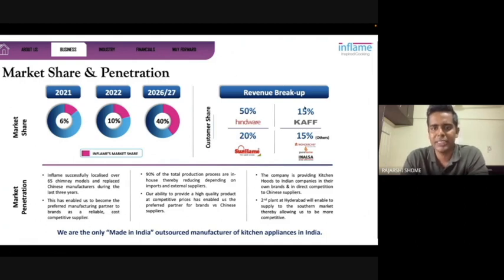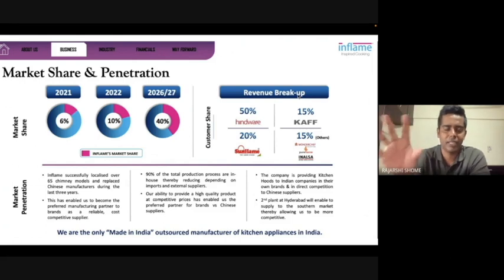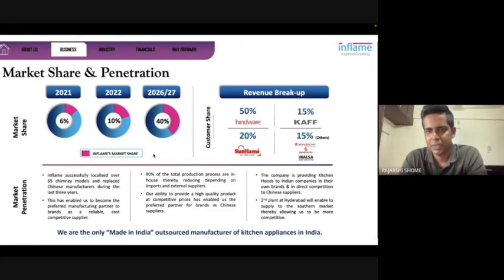So what they're trying to say is these are the brands that they are doing good business with, and these brands trust companies like Inflame. So 90% of the total production process is in-house, thereby reducing dependence on imports and external supplies. So that's a great sign, right? Again, the China. This is basically a good China plus one story as well, if you look at it that way, right? And of course, having said that, the company is providing kitchen hoods to Indian companies in their own brands and in direct competition to Chinese suppliers.